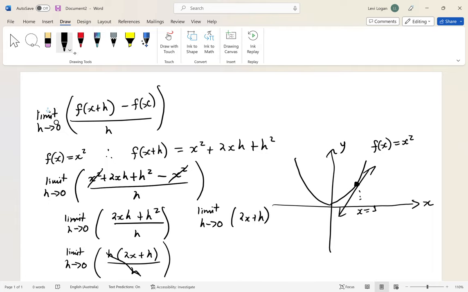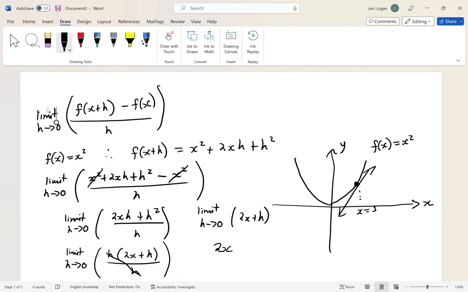Since h approaches 0, the instantaneous gradient is 2x, or the first derivative is 2x. Okay? So if we want to find the gradient at that point, we would just plug in x equals 1. So therefore our instantaneous gradient at x equals 1 on the function f of x equals x squared is just 2. Because we put that into there, so we get 2 times 1 equals 2. Okay? So that's the first principles of basically the derivative.